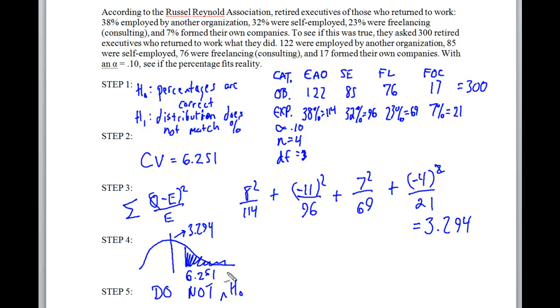Do not reject the null hypothesis, which means that the Russell-Reynolds association is pretty well spot on with those percentages and we don't need to revisit it. And we didn't reject the null hypothesis because 3.294 is less than 6.251.